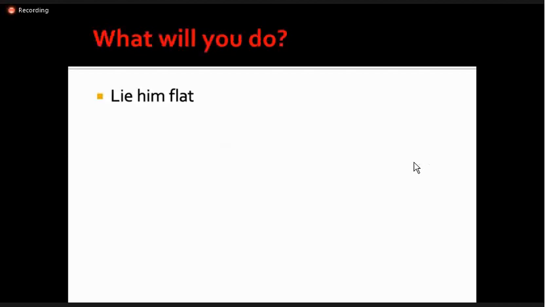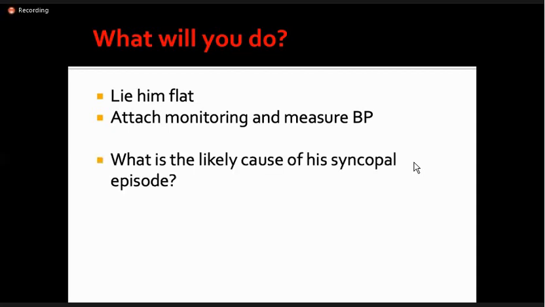Then you attach monitoring and measure his blood pressure, because it looks like this is an unstable tachyarrhythmia. He possibly has a tachyarrhythmia, and he has probably got hypotension associated with it, and that's why he fainted when he got up. He recovered quickly. So this would be an unstable tachyarrhythmia.